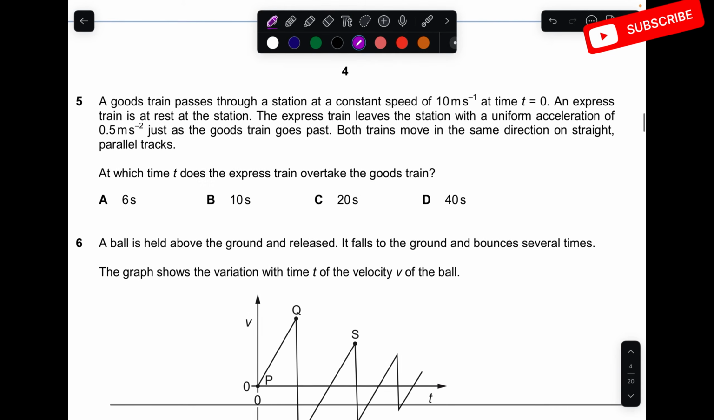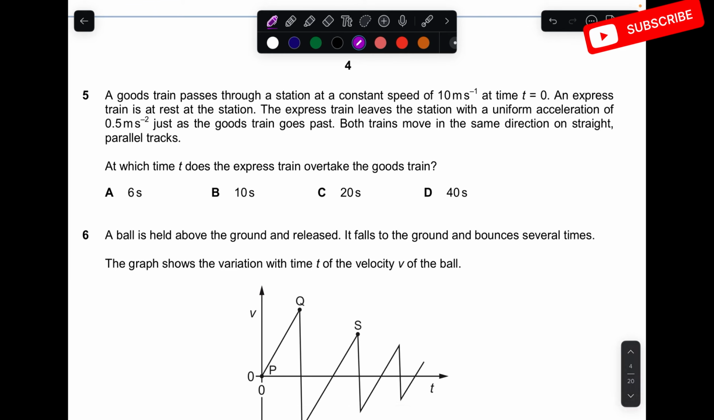In question 5, a goods train passes through a station at a constant speed. The goods train is moving at a constant speed of 10 meters per second, and the express train is at rest. The express train leaves the station with uniform acceleration, 0.5 meters per second squared. Both trains move in the same direction in a straight line. At which time t does the express train overtake the goods train?